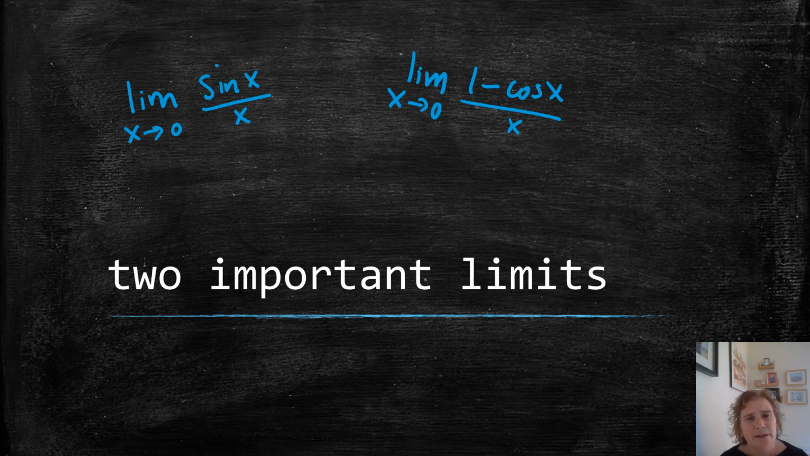Why are these limits so special? Because without them, we would not be able to derive the derivatives, that's a mouthful, of sine and cosine. That fun is saved for a later video. So without further ado, let's get started.